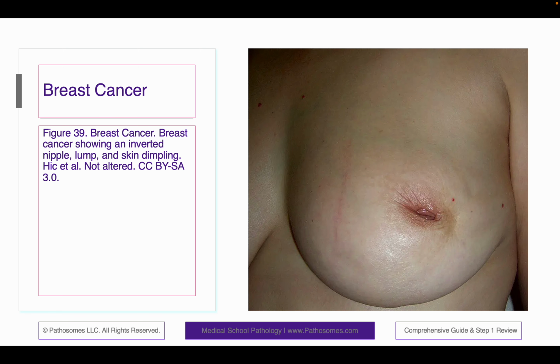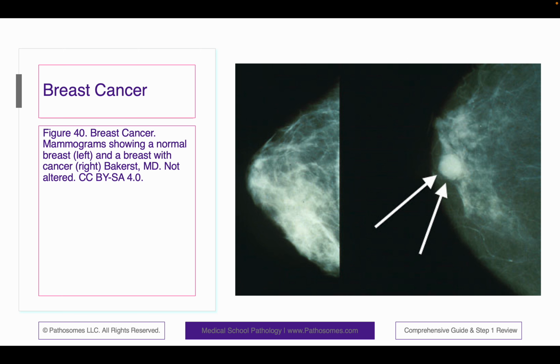And this is a breast cancer that has inverted the nipple. And here we have a mammogram showcasing a normal breast on the left compared to a breast with cancer on the right. See where that arrow is pointing?